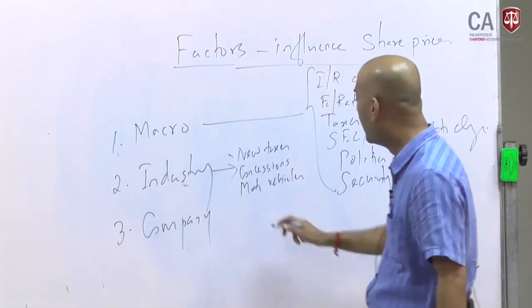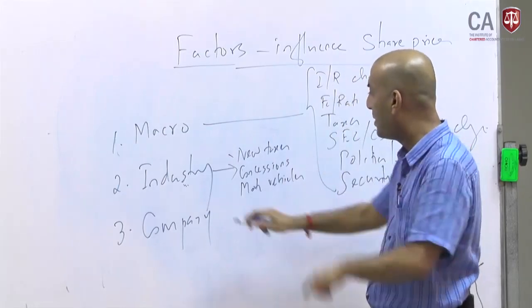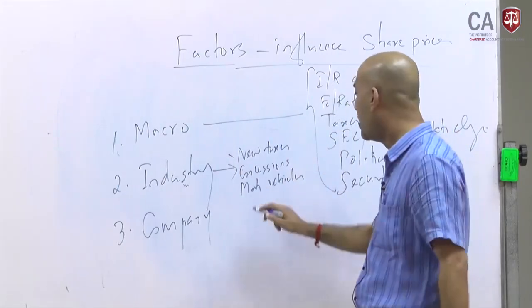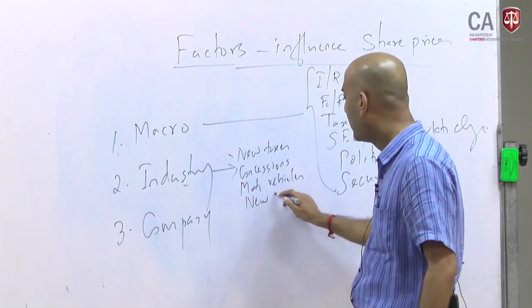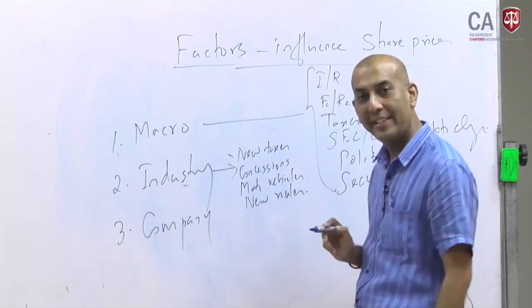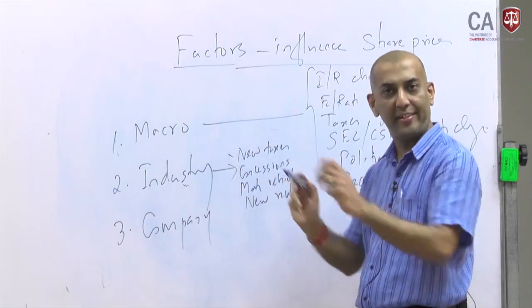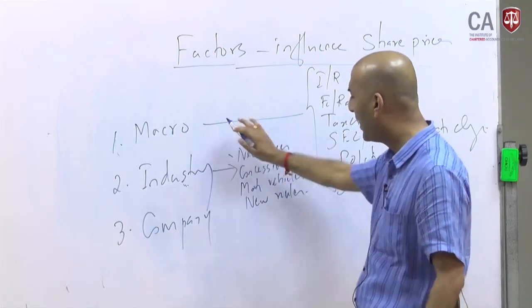So these are certain examples of industry factors that are specific to one industry, where you have an impact. Now, at certain times the government brings in new rules for the banking sector. So the banking sector gets affected. So these are only for the industry.